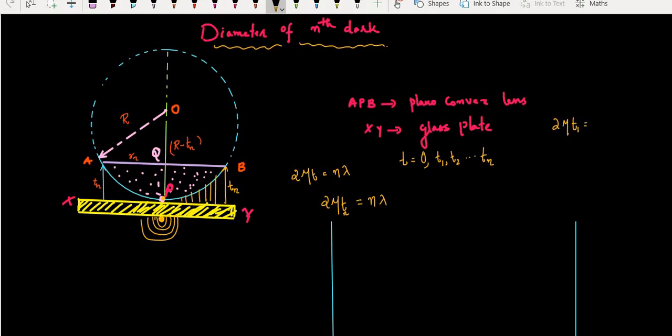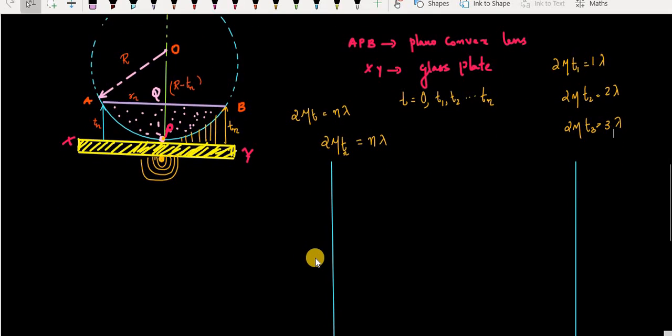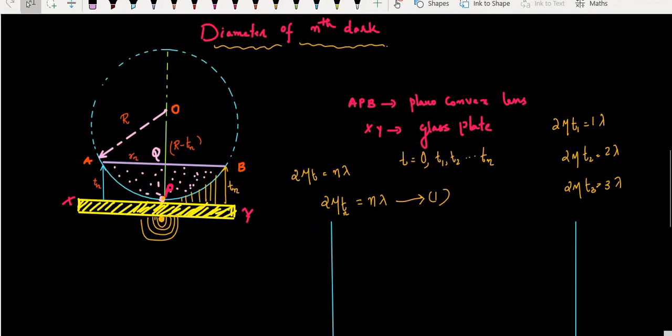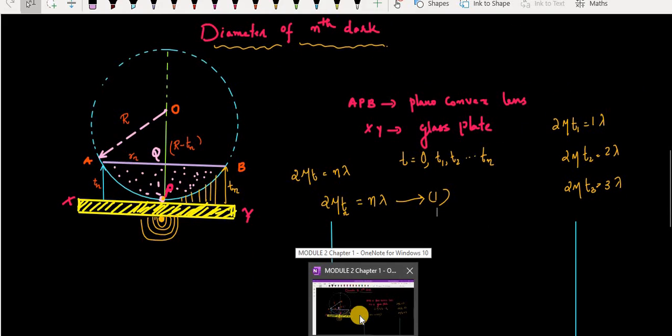2 mu T1 is equal to 1 lambda. 2 mu T2 is equal to 2 lambda. 2 mu T3 is equal to 3 lambda. Similarly, 2 mu Tn is equal to n lambda. That is, corresponding to this varying thickness, we have different orders of the rings. That is the general equation, and I am assuming that this is my equation number 1. What we are going to do is derive the general equation for the diameter of the nth dark ring, so that we can explain every ring: first ring, second ring, third ring.